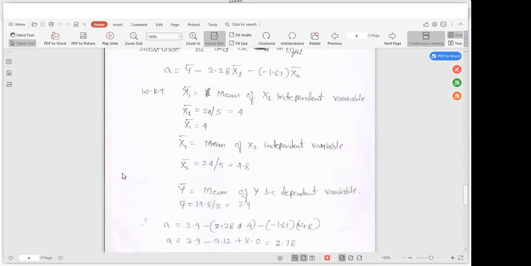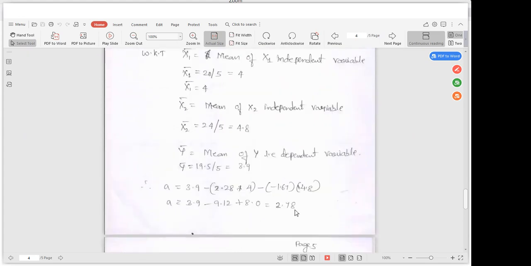Now we have to substitute. We got y bar, so y bar is 3.9, minus 2.28 into x1 bar, where x1 bar is 4, minus b2, which is minus 1.67, into 4.8, that is x2 bar. When we substitute and resolve this, we get 2.78. So now we know the intercept a, which is 2.78.